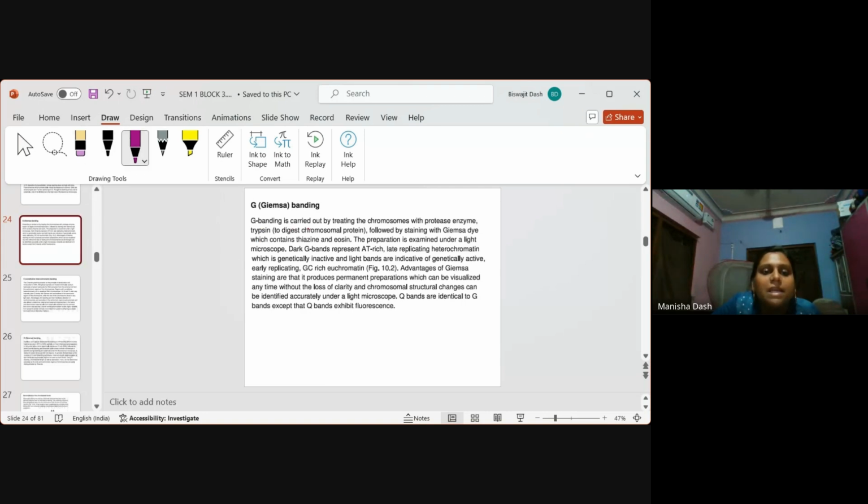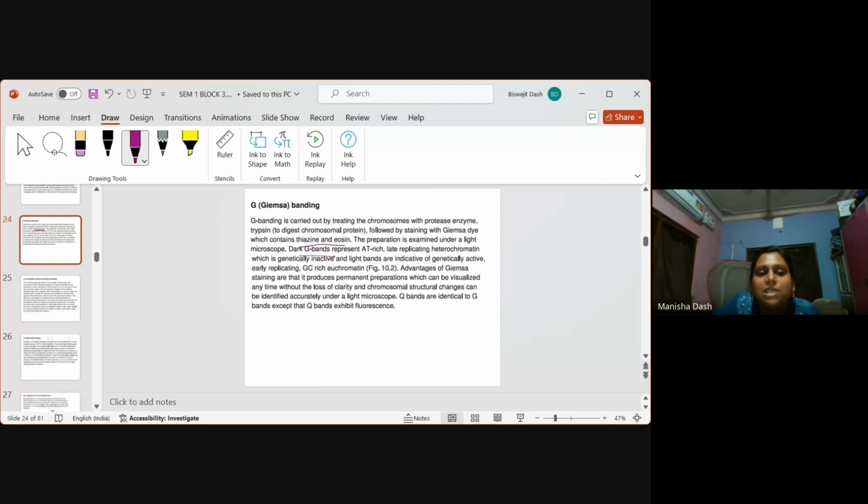So the G banding is carried out by treating the chromosomes with the protease enzyme trypsin to digest the chromosomal proteins, that is the histones, etc., that are associated with the chromosome, followed by staining with the Giemsa dye, which is a combination of two compounds, that is thiazine and eosin. So the preparation is examined under a light microscope.